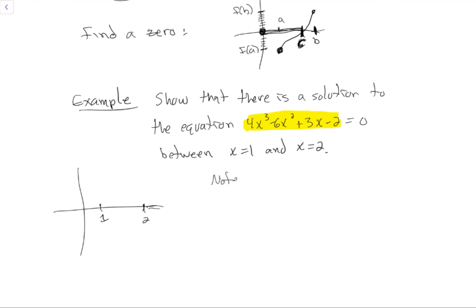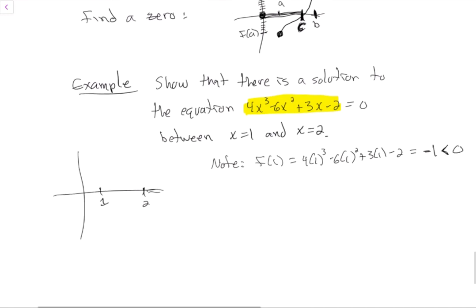So let's say note f(1). If I plug 1 in, I get 4 times 1 cubed minus 6 times 1 squared plus 3 times 1 minus 2, and that is going to equal negative 1. And I'm going to point out, that's a negative number, right? So we know f(1) is right here. Here's f(1).